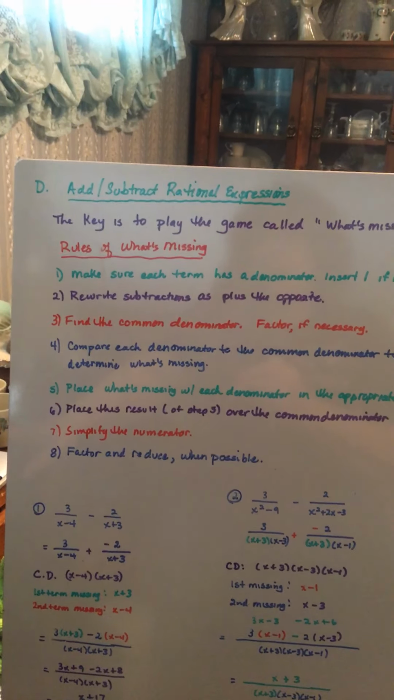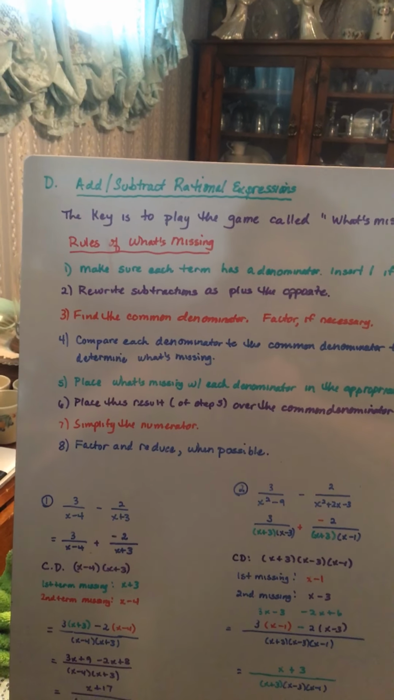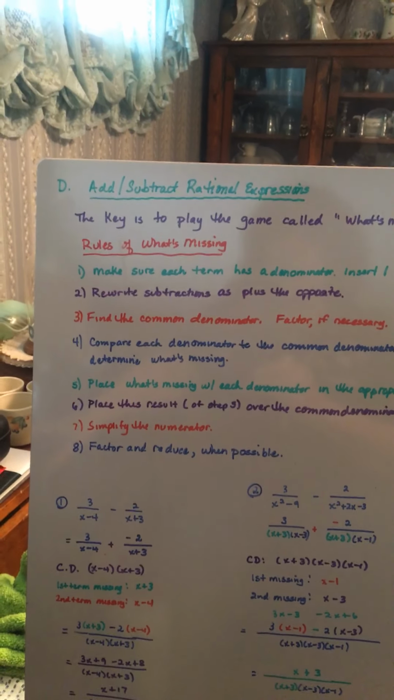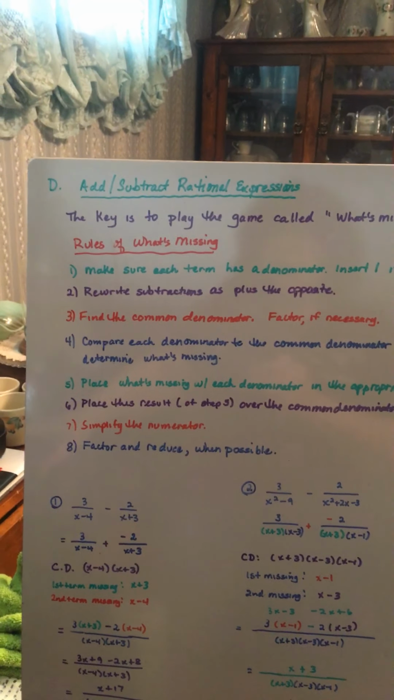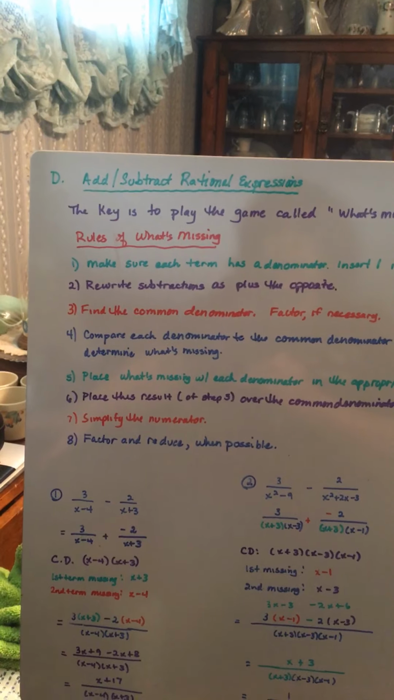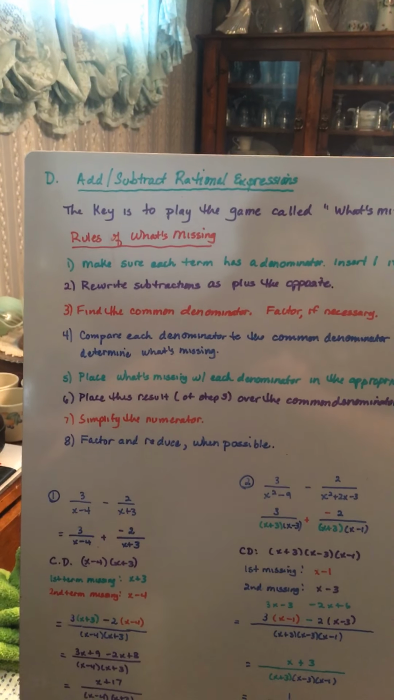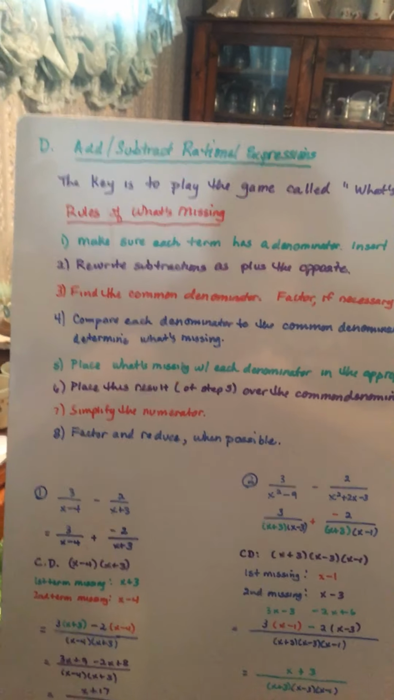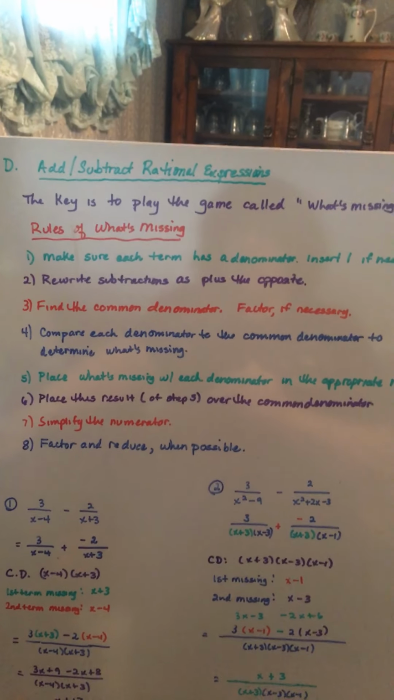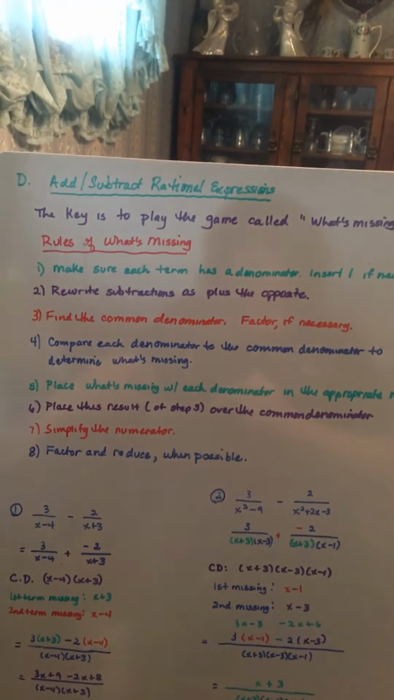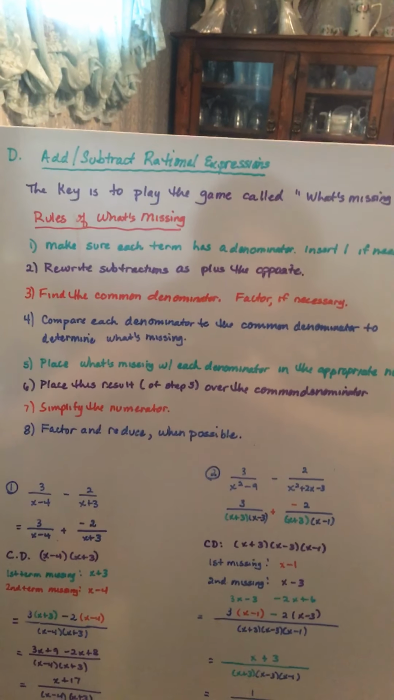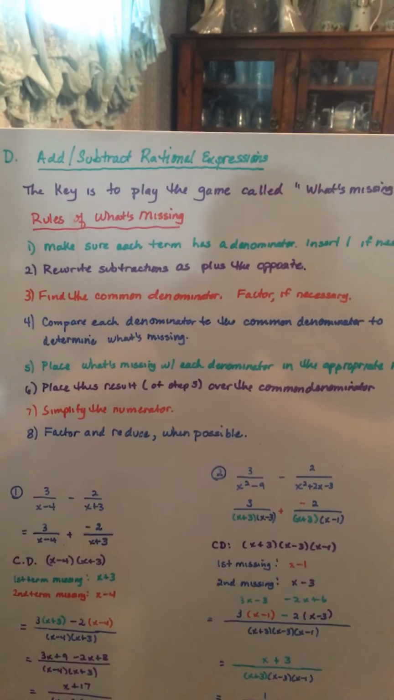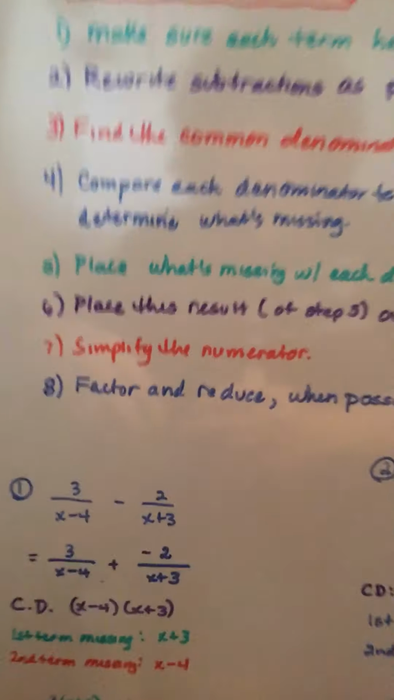I compare each denominator to the common denominator and determine what's missing. I place what's missing from each denominator in the appropriate numerator. I place these results on top and the common denominator on the bottom. I simplify the numerator, and factor and reduce if necessary.